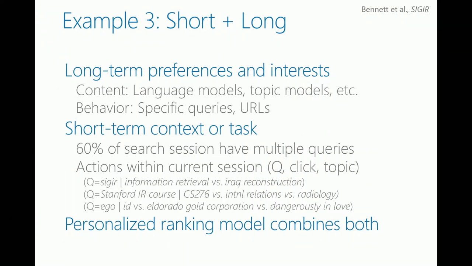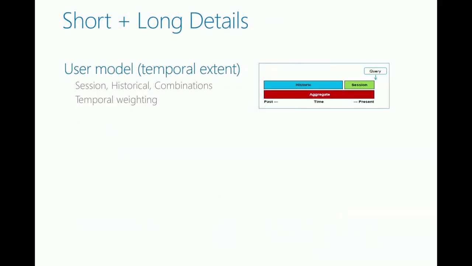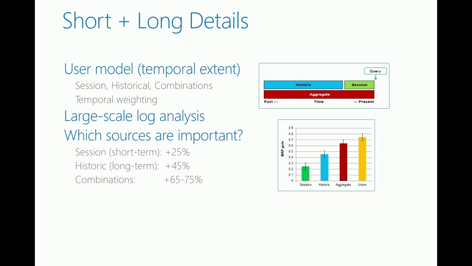Okay. And then what we did is we built a personalized model that combined both long-term persistent interests as well as shorter-term acute information needs. And we did this combination using a variety of techniques where we looked just at historical data, just at current data, or some aggregation of those two. So here's what we found. If you use just session-level data, you get about 25% improvement over standard ranking with no personalization. If you use historic data only, you get about 45%. And if you combine those, you get a benefit that's 65 to 70% better than the standard rankings, depending on how you combine the two.